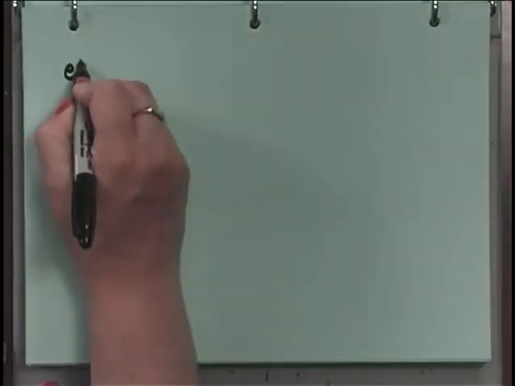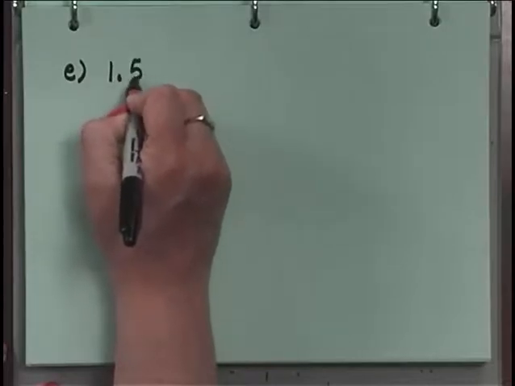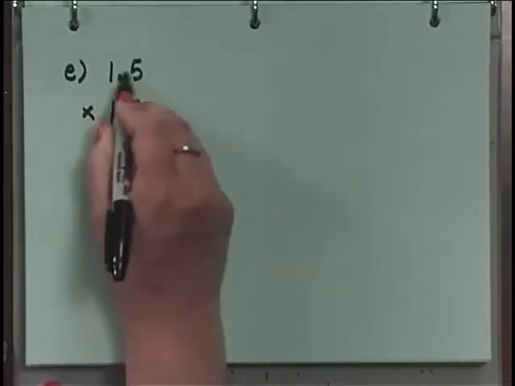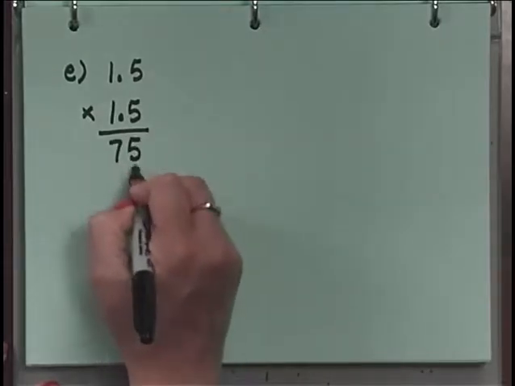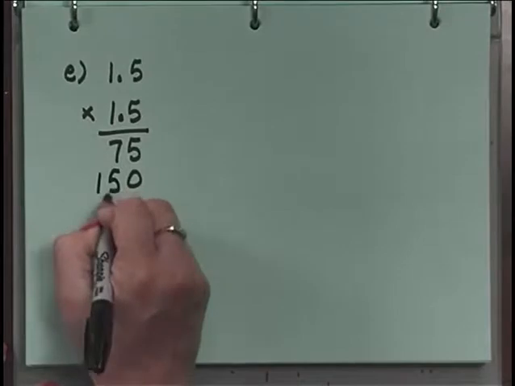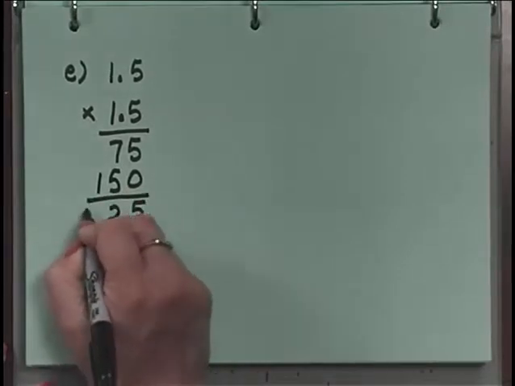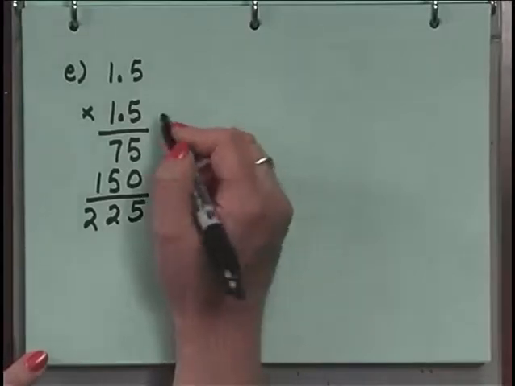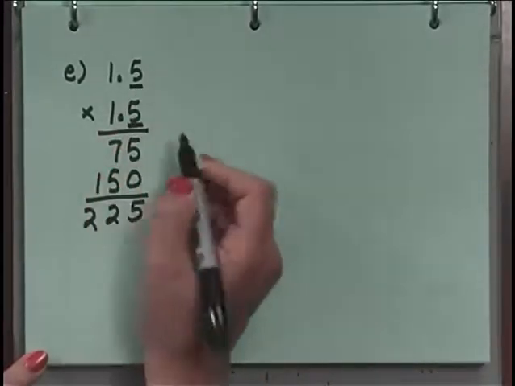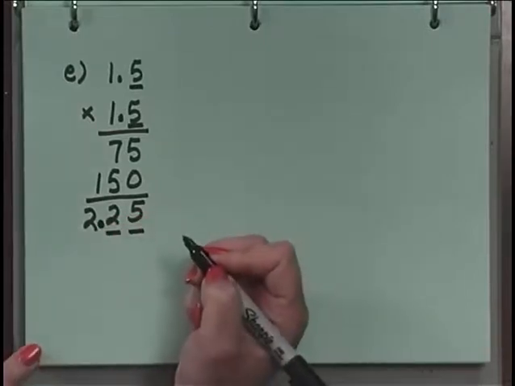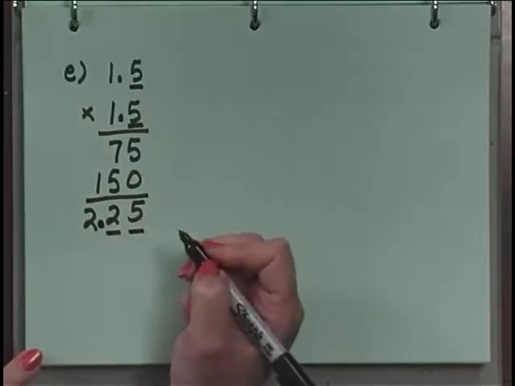Problem E, we have 1 5/10 being multiplied by 1 5/10. Well, 15 times 5 is 75. Then I would drop a 0. 15 times 1 is 15. And then I would add, and I would get 225. But I have to consider the placement of my decimal. So 2 places to the right of the decimal point, so 2 places in my product. 2 25 hundredths would be my answer.